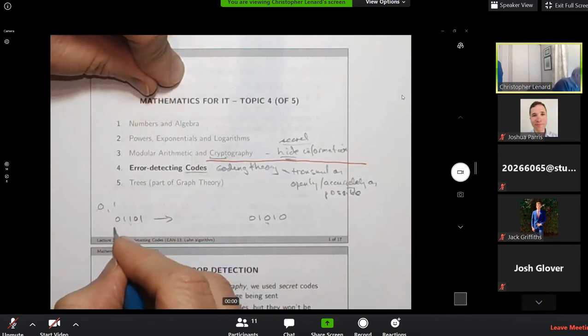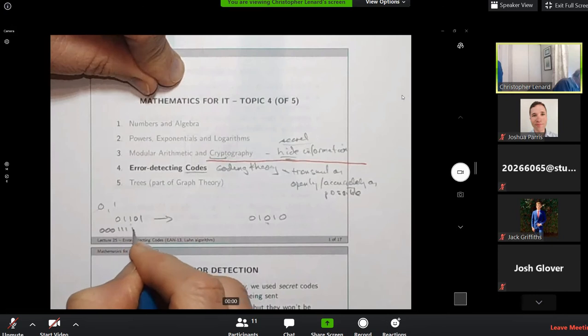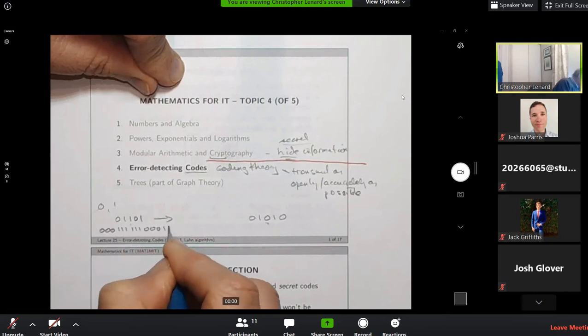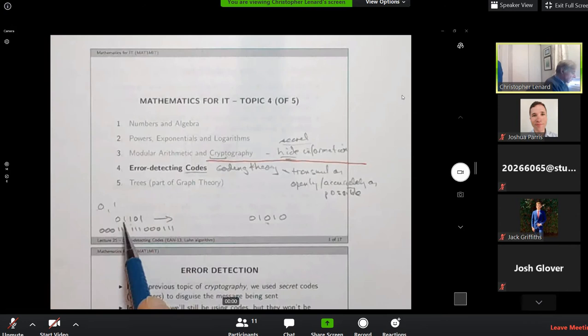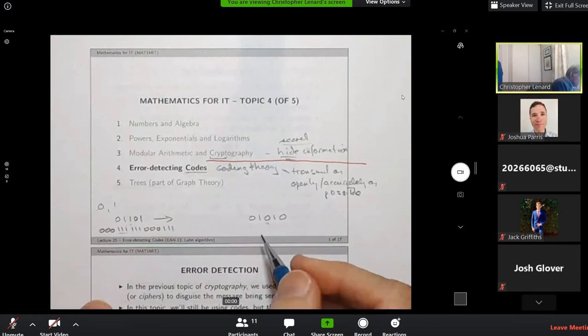So, one possibility would be, instead of sending just the 4 or 5 bits like that, you might decide to rely on a bit of redundancy, and you might send 0 0 0 1 1 1 1 1 1 0 0 0 1 1 1, so that instead of sending a single 0, you send 3. Instead of sending a single 1, you send 3. So that way, if any corruption occurs, you've got some chance of knowing what might have gone wrong.